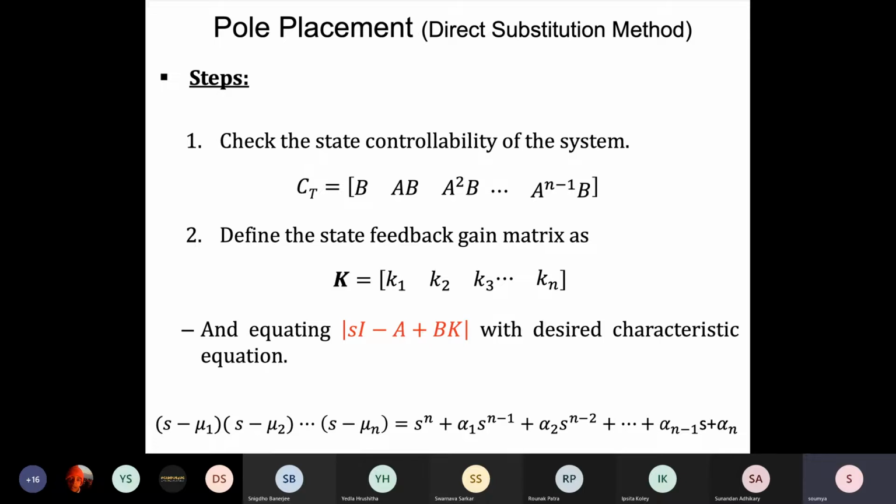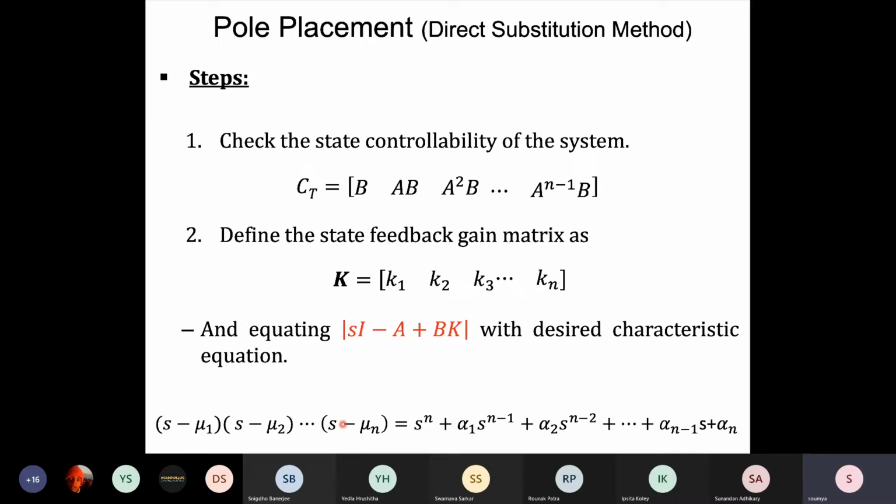Now, how do I get that? As I have said, we are always going to put the poles as we please. So let's say we decide that there are n poles, because it's an nth order system, and they are going to be located at the locations mu1, mu2, like this up to mu n. Since these are the exact locations of the poles, the left hand side tells me what is going to be the characteristic equation of the system. Based on the unknown values k1, k2, k3, the determinant of sI minus A plus BK is also going to give me the characteristic equation.